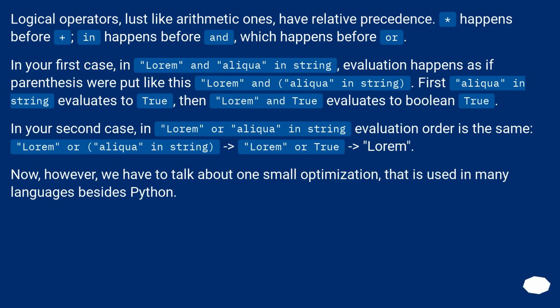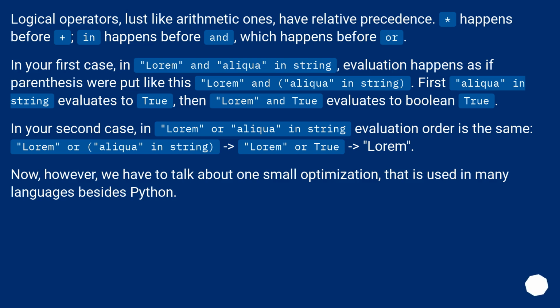Logical operators, just like arithmetic ones, have relative precedence. Times happens before plus, and happens before and, which happens before or. In your first case, lorem and aliqua in string, evaluation happens as if parentheses were put like this: lorem and (aliqua in string). First aliqua in string evaluates to true, then lorem and true evaluates to Boolean true.